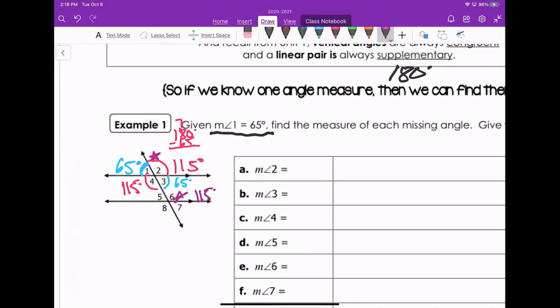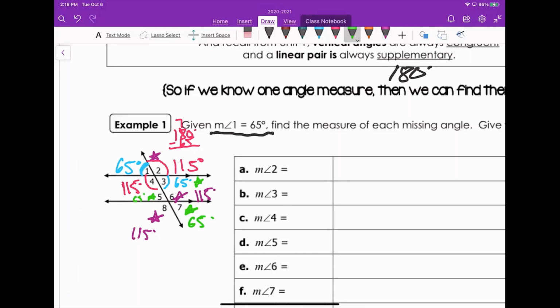Now let's see what else. Now we know that angle 6 is the same as angle 8 because they're vertical angles, right? So this is 115 degrees. And we know that angle 7 is the same as angle 3, right? So angle 3 here, let me keep it consistent, different color. So here I'm going to start 65, so this means this is also 65 degrees. And then if angle 7 and angle 8 are vertical angles, then that means that this right here is also 65 degrees, right? And that's all of them.